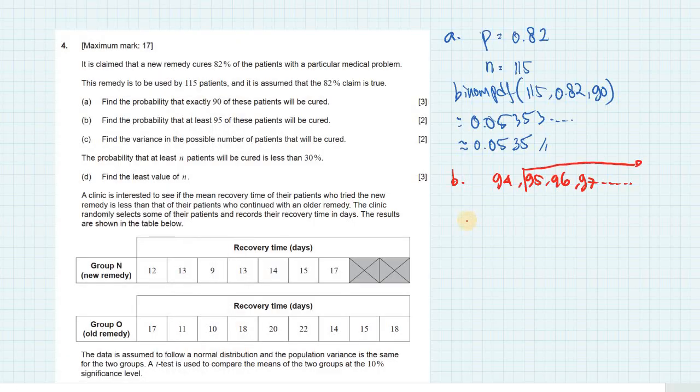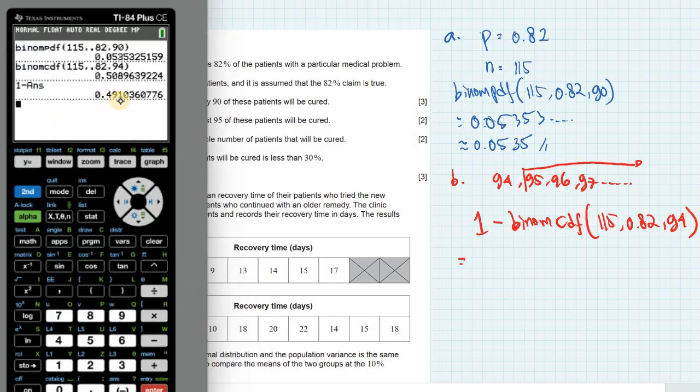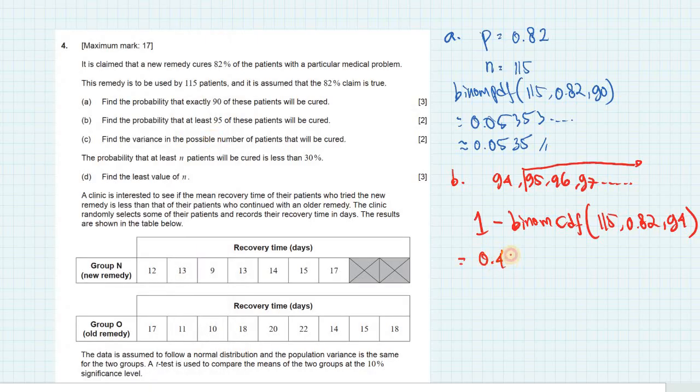So in my case, the answer will be 1 minus binom CDF, 115, 0.82, 94, which equals 0.4910 and so on, or approximately 0.491.